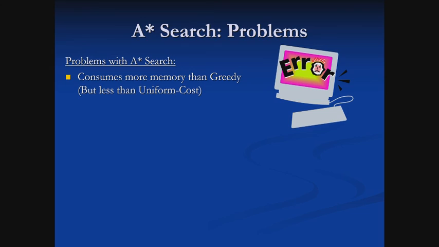So, problems with A-star search. Consumes more memory than greedy. Well, hopefully we can see that. It depends on our state space and things, but it's going to use a little more memory than greedy best first, but typically not as much as uniform cost. It's going to take more CPU time than greedy but less than uniform cost. So in terms of memory and cost, we can put it right in between greedy and uniform cost search.